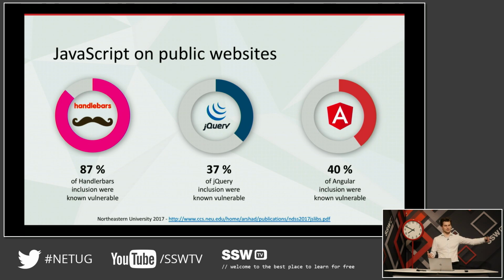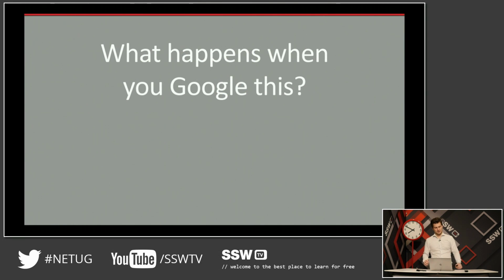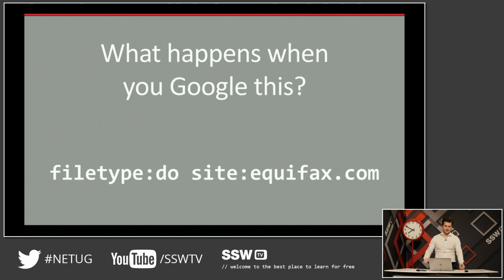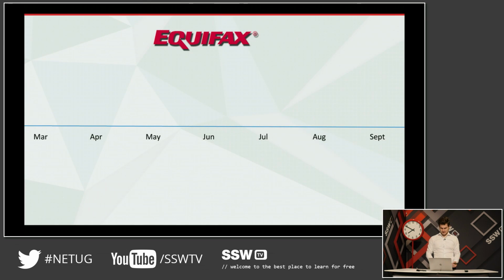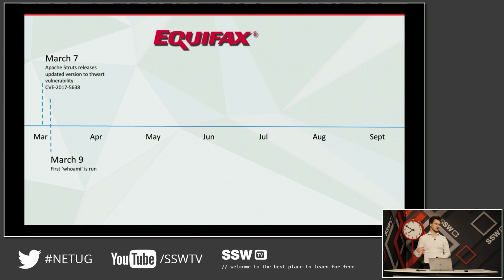So how do you actually stop that from happening? Actually, I have a question for you. What happens when you Google this? File type :do site equifax.com. Well, if you ask the guys from Equifax, they will tell you a disaster. And this is what happened to them. So on March 7th last year, Apache Struts released a new version for a known vulnerability that was there. A few days later, some guys started playing with the idea of who could possibly be exposed because of that.